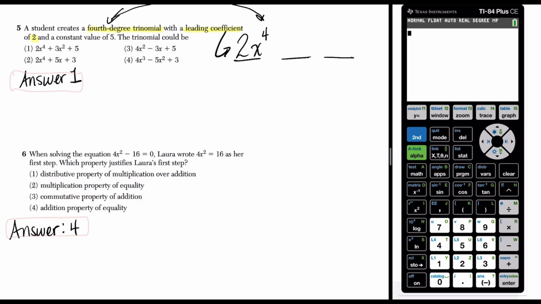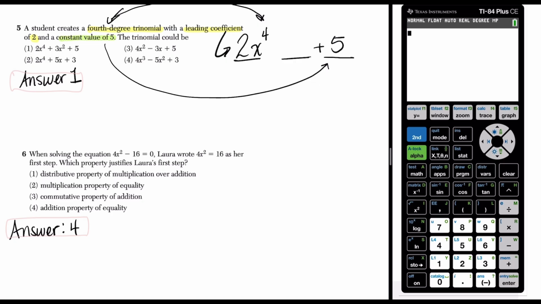It also has my constant value. Let's change the color on this for a second. My constant value is going to be 5. I like to put it in order, so that means my constant is going to be all the way on the right, a positive 5. So what could it be? I don't need to know what the middle term is. I'm just looking for which one of these has those 2 other things to be true.